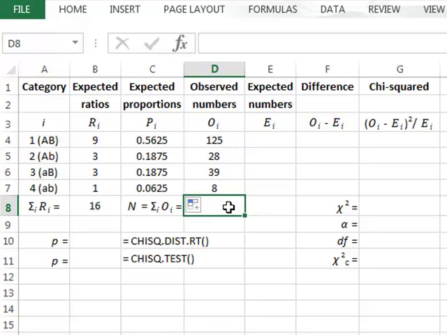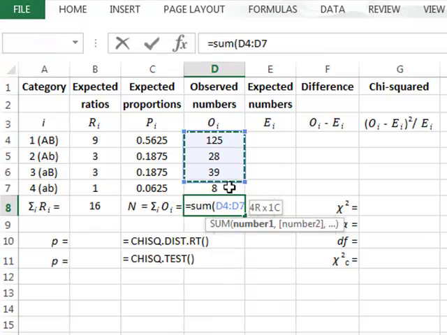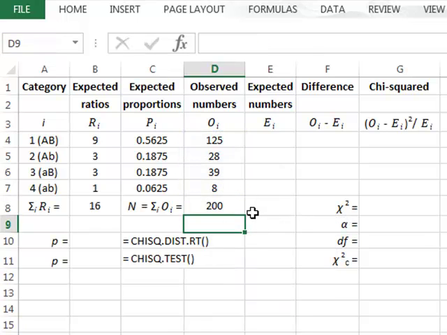We now have to add the total number of observed values. So again, we use sum of all the values, giving a total of 200 observed events. We now have to calculate the expected numbers in each category, assuming that we observed a total of 200 events, but in these particular proportions.